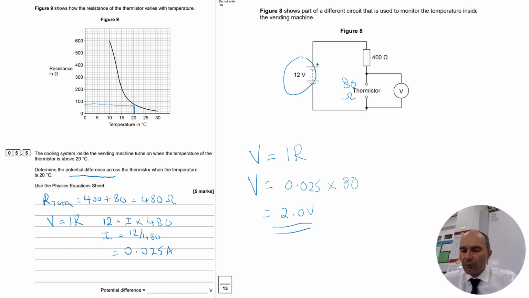So there's not a huge amount of writing in that to get your 5 marks, but there's quite a lot of physics in it. And it's just making sure you understand your rules of electricity. Well done if you got 5 marks in particular on that question, and well done if you got the full 13 marks on that particular question.